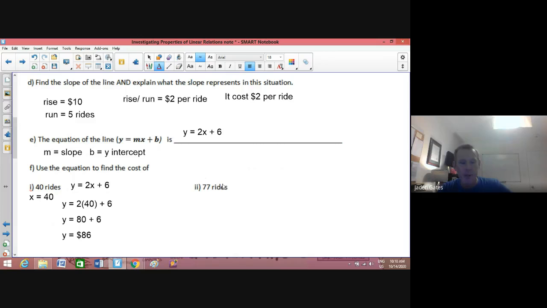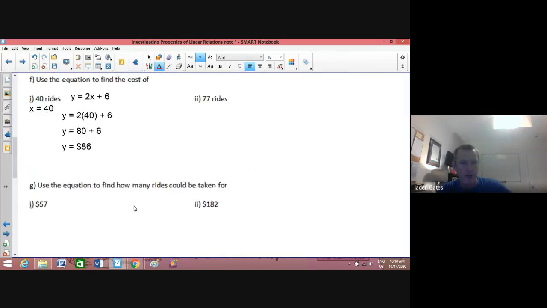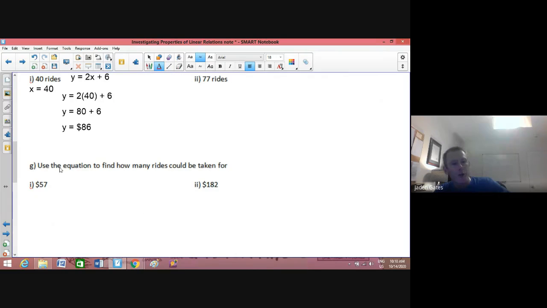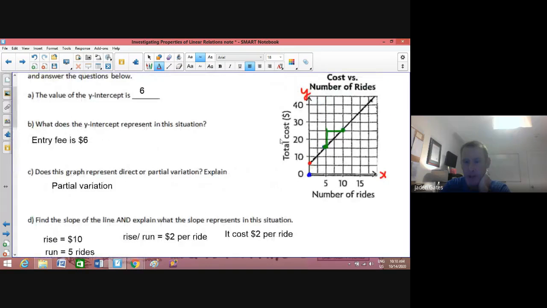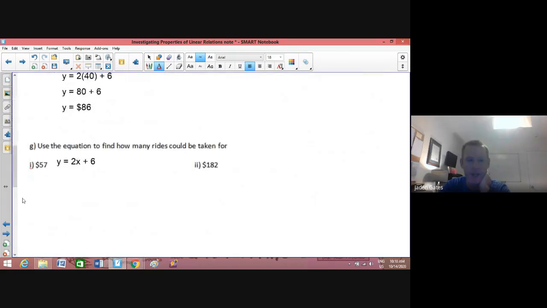Now, I could do the same thing with rides, but I'm going to move on down here, and I'm going to do G right here. Use the equation. And again, I'm going to write it down here. Y equals 2x plus 6. To find out how many rides could be taken for $57. What is that $57? Again, I look back up at my graph. Dollars. That's on my y-axis. So that means this 57 is my y value.